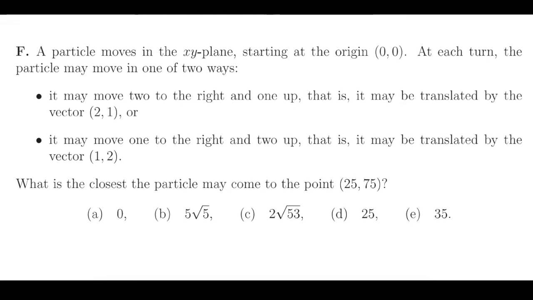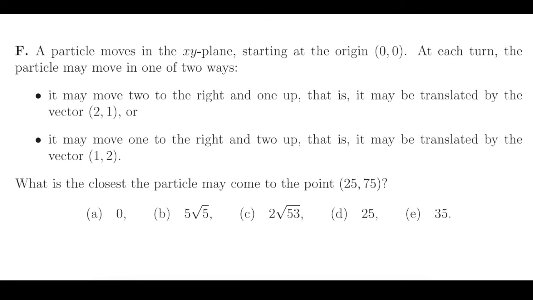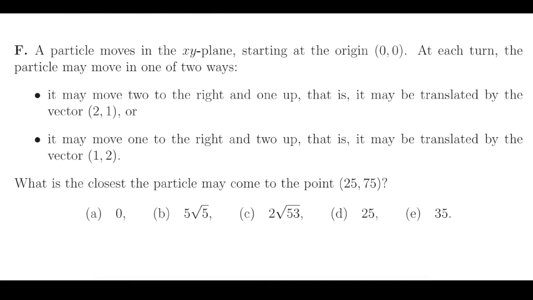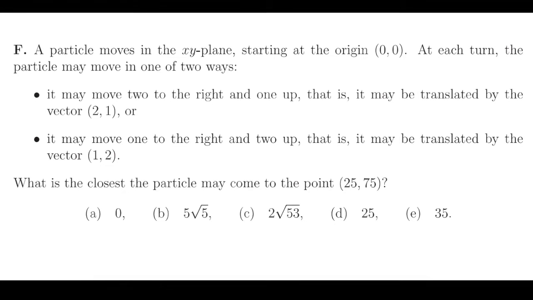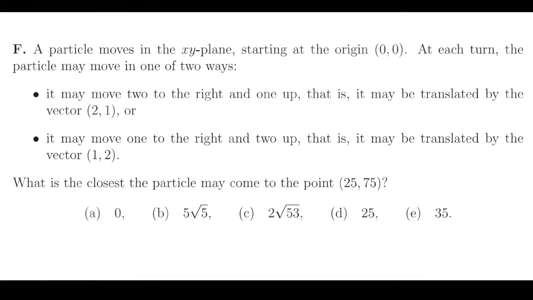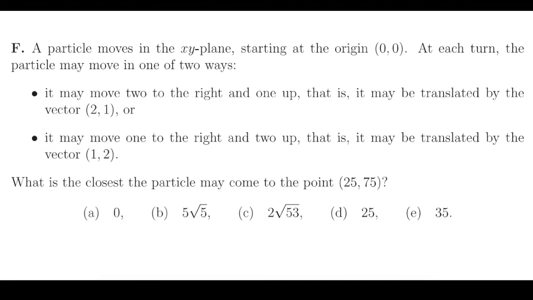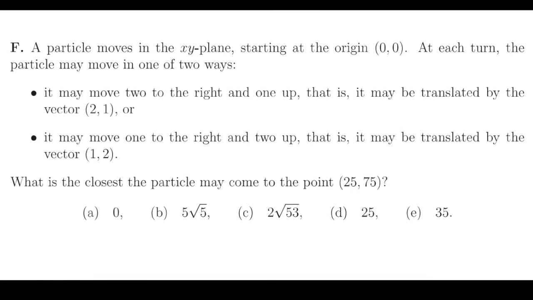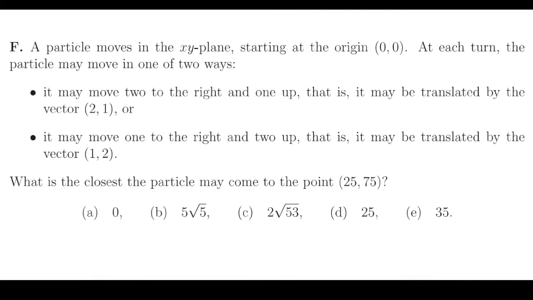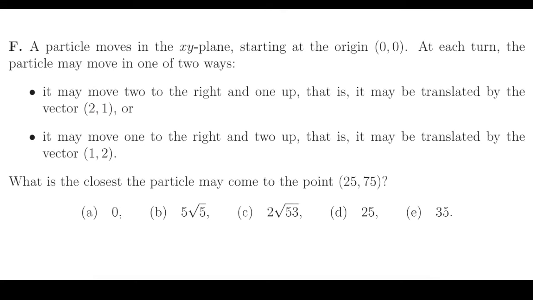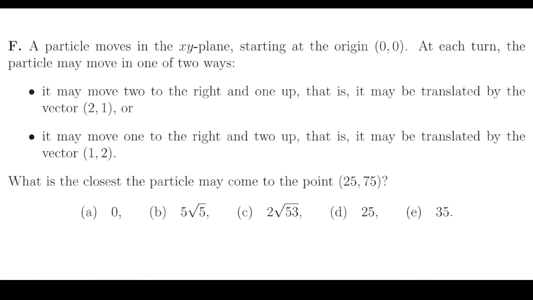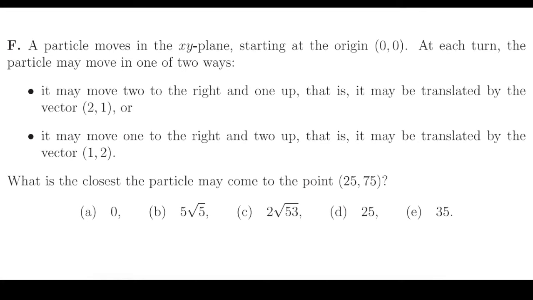So we can either move to the right by 2 and then up by 1. So it's a translation by vector (2, 1). Or secondly, we can move to the right by 1 and up 2. So that's another translation, this time by (1, 2). So those are the only two ways that our particle can move in the plane. And then the question is, what is the closest that this particle can possibly get to the point (25, 75)? And we're given some possible answers.